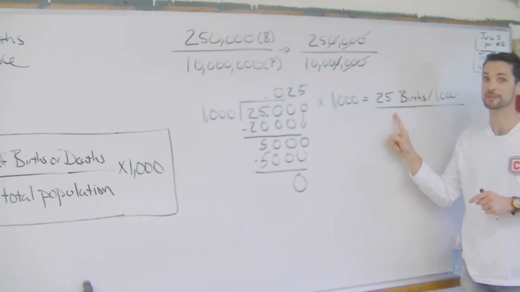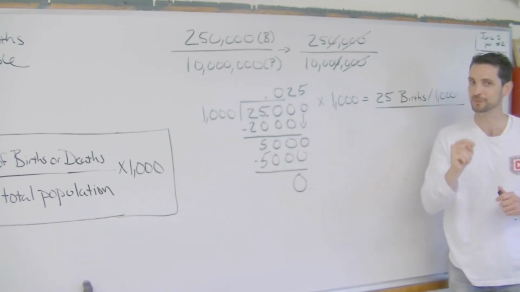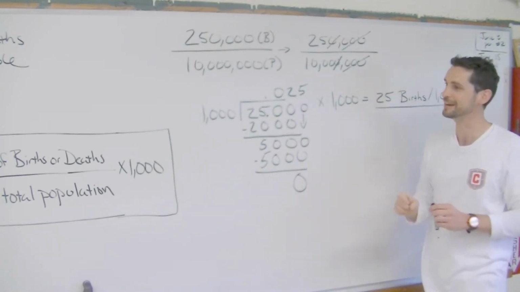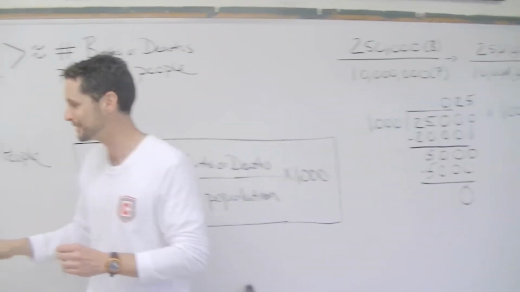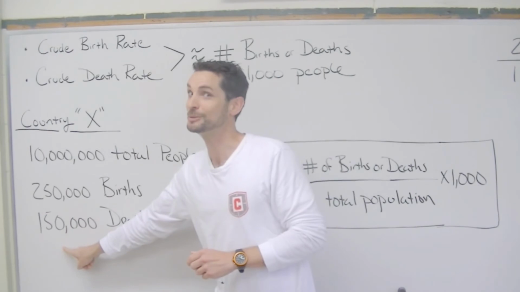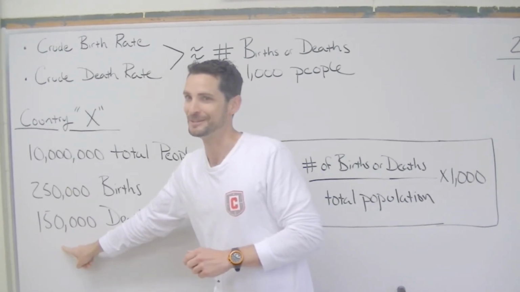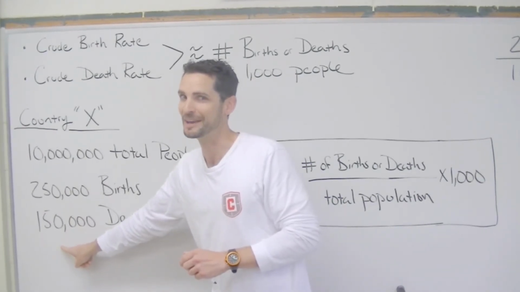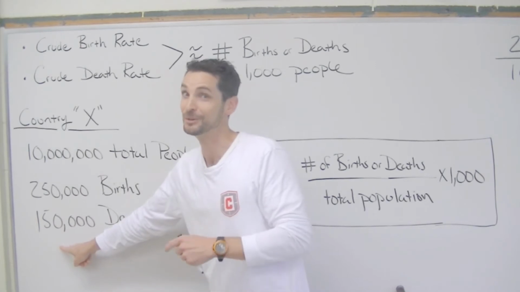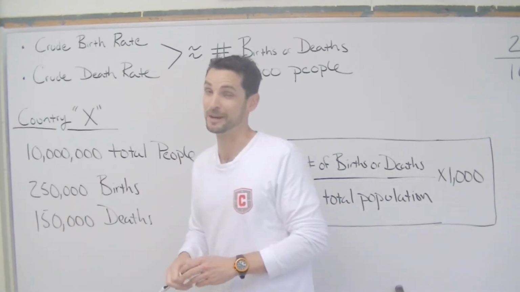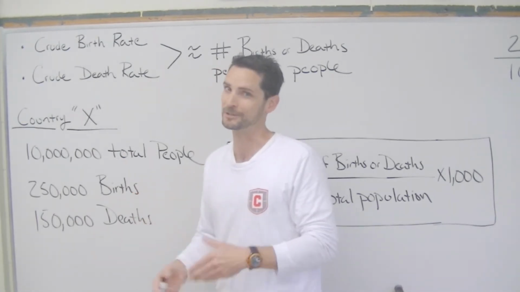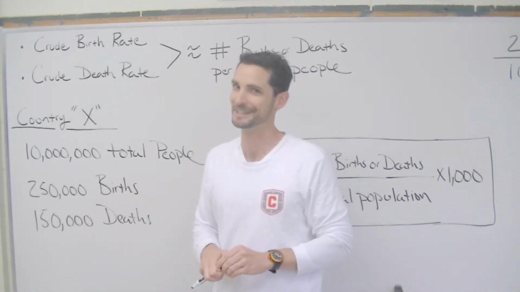Now what I want you to do is stop the video. Not yet, hold on. I want you to calculate the crude death rate for me. You're going to set it up the same way, but now instead of using 250,000, you're going to use 150,000. Remember, no calculators, and then we'll come back and see how you did.